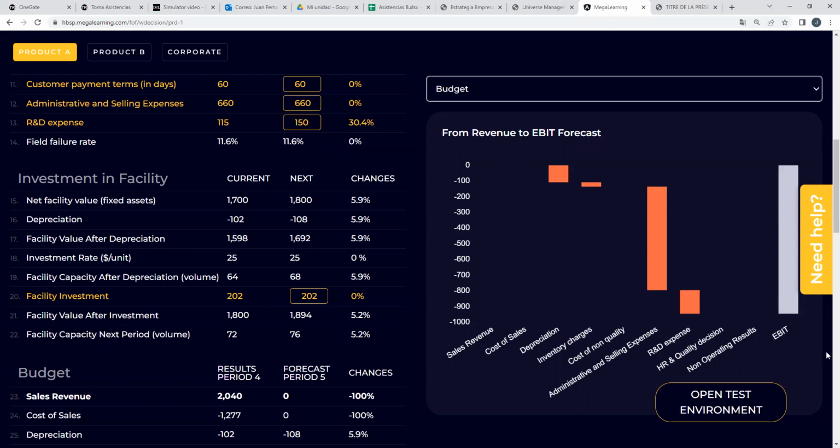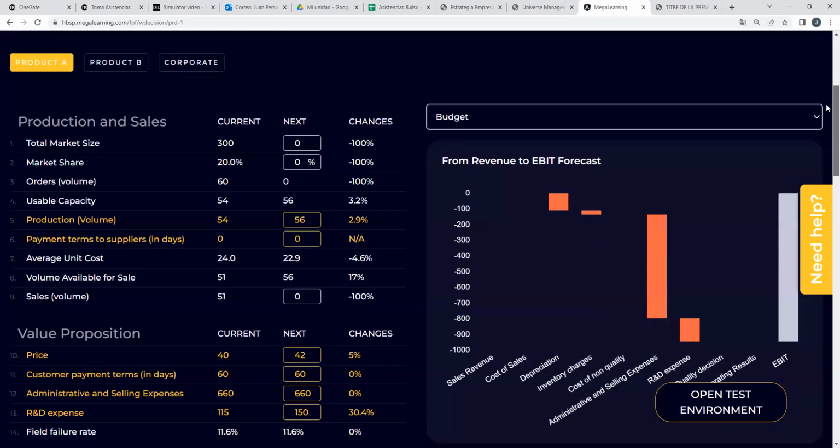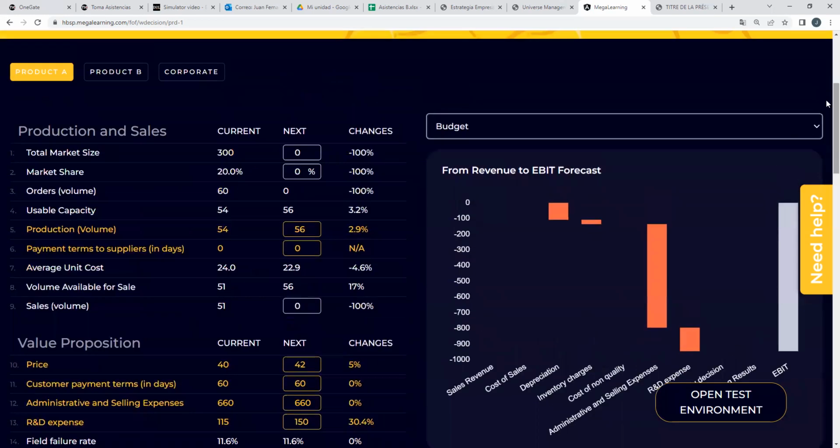And the information about manufacturing and sales is here at the top of the simulation decision tab. Here you have white boxes and boxes of your color.